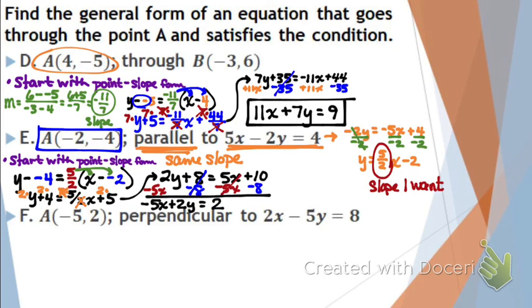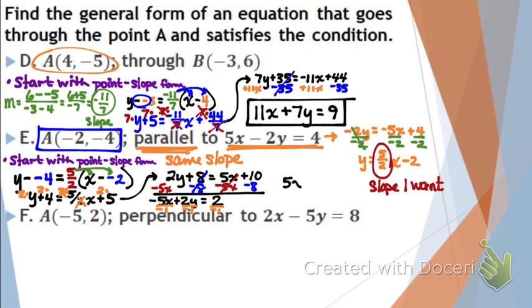Am I done? Is that standard form? There's a negative. So how do I get rid of it? Divide everything by negative 1. Or multiply everything by negative 1. So 5x minus 2y equals negative 2.